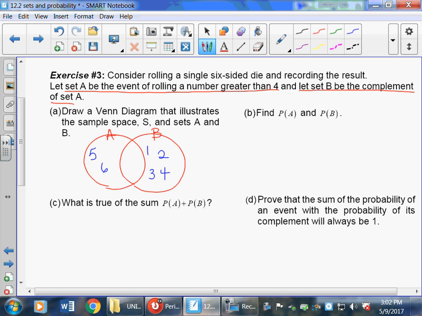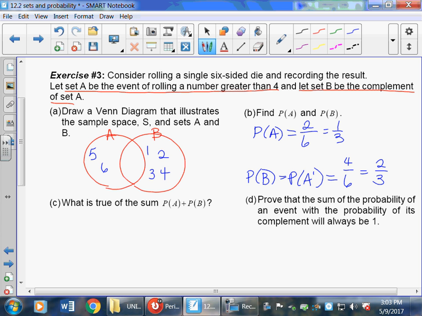All right, then it says find the probability. They have nothing in common. Find the probability of A. A has 2 out of our 6, which is 1/3. The probability of B, which is also the probability of A prime, the complement, is going to be 4 out of 6, which is 2/3.